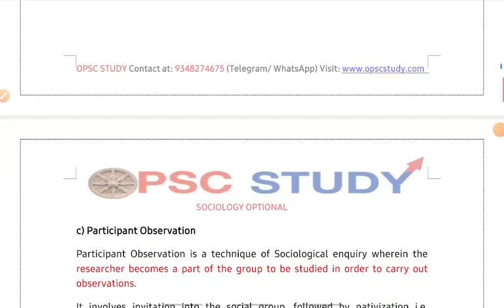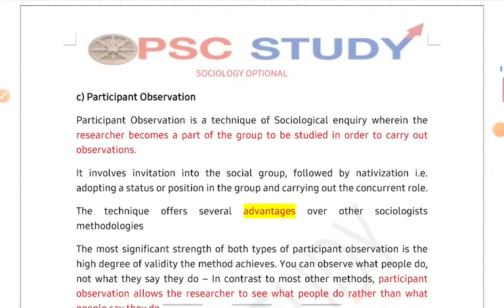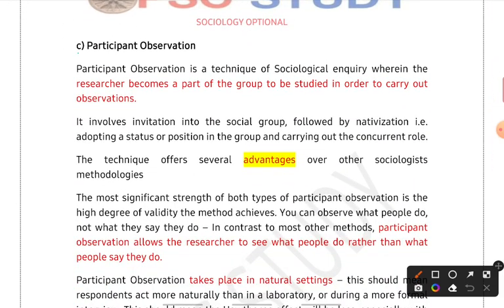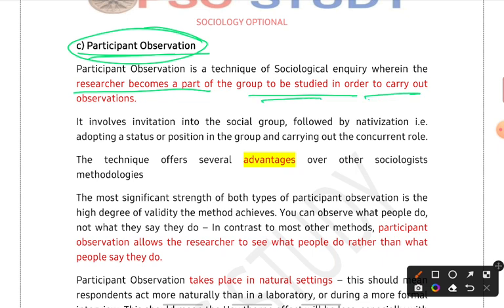Now let's see the third question. The third question is participant observation. So basically, write a short note on participant observation. What is participant observation? It is basically a scientific method, a scientific study used in order to study social institutions. So basically, the researcher becomes a part of the group to be studied in order to carry out the observations. The researcher tries to participate in, or get involved in, that particular institution which he is trying to observe. So this is what it is.